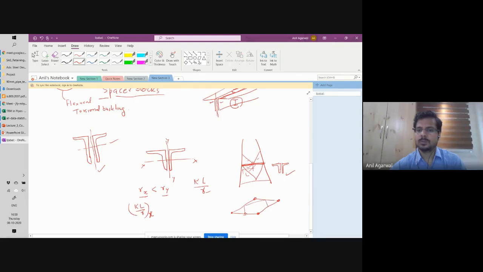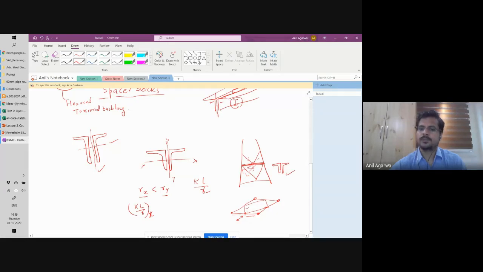You may or may not, but you may, right? So if that is the possibility, then these braces will be effectively restraining its movement in the out of the plane direction also. Then you need to take the same L, whether you are talking about buckling about this axis or that axis, if you have both these braces and these braces.